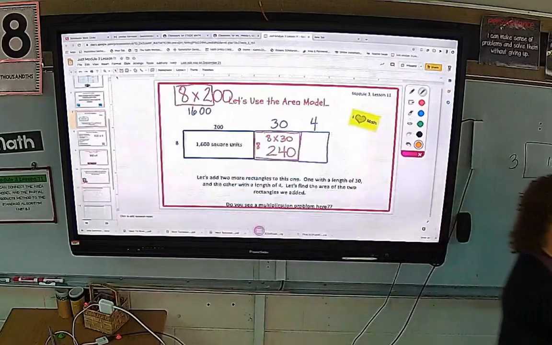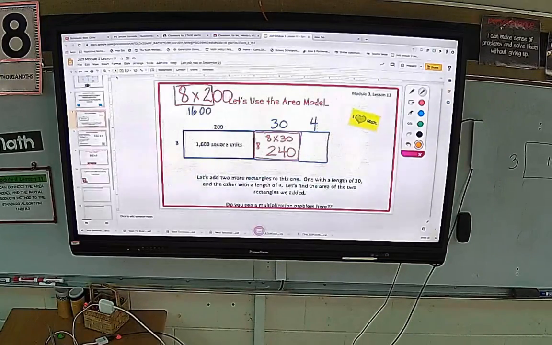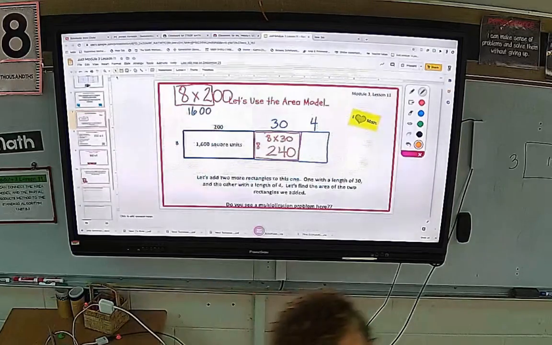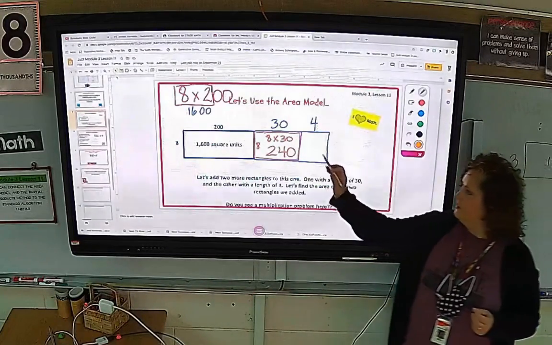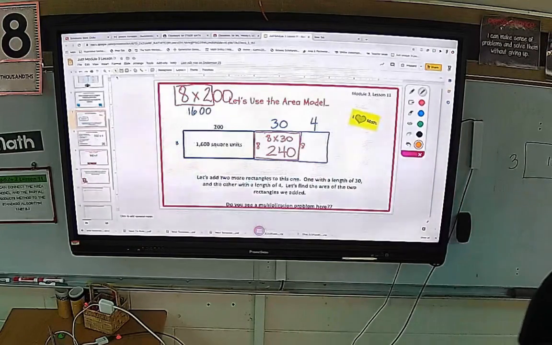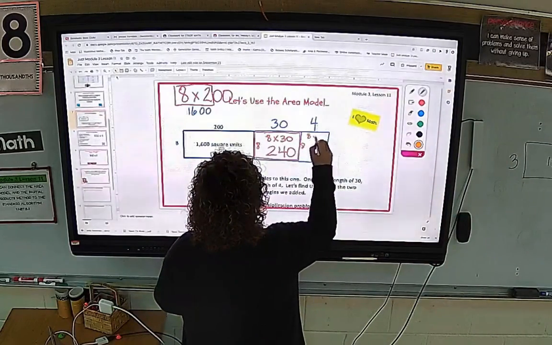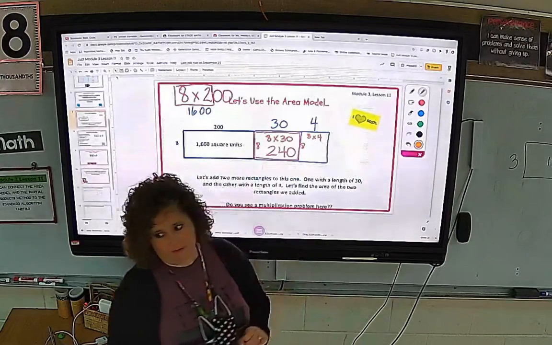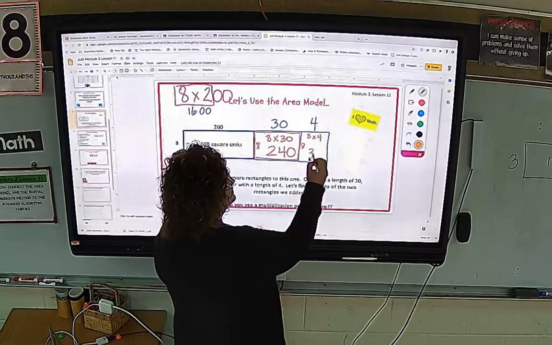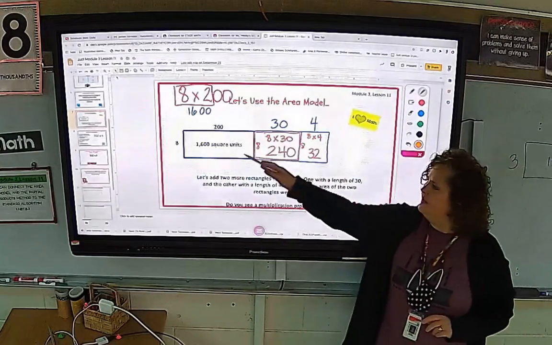Now what about the last rectangle, that smaller one on the end? That smaller one on the end, what would we multiply to find its area? Remember, this is 8. Miranda, what would we multiply? 8 times 4. Okay. So this is 8 times 4. Which is what, everybody? 32. Okay, 32. Gotta wake up this morning. Alright, so we have the area of 3 different rectangles.